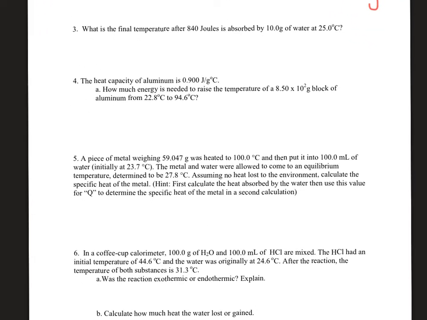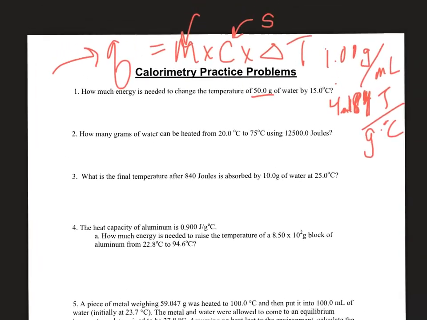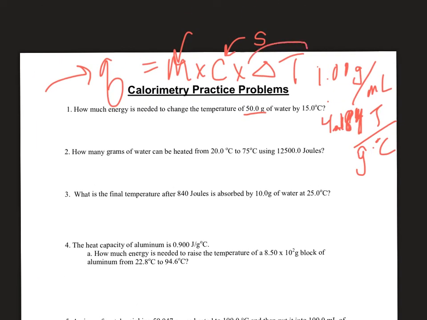What is the final temperature after 840 joules is absorbed by 10 grams of water? Here, instead of Q or M, we are solving for the final temperature. You can either solve for delta T and then plug it in over here with 25, or you can set up this equation, right? And then when you come to the delta T part, you can put TF minus 25.0, right? Because it's always final minus initial.